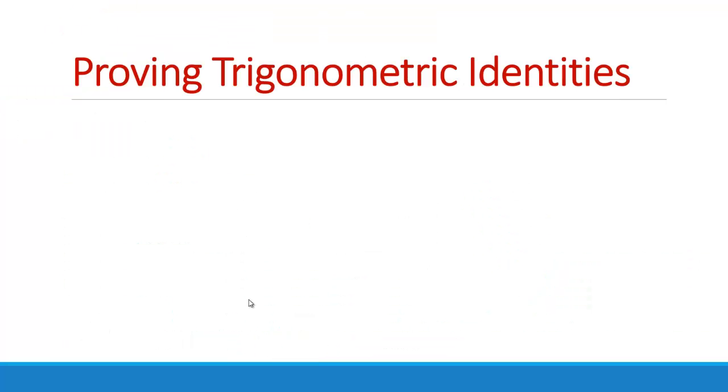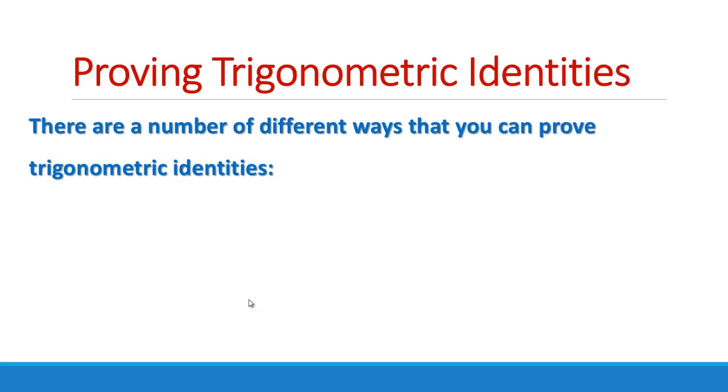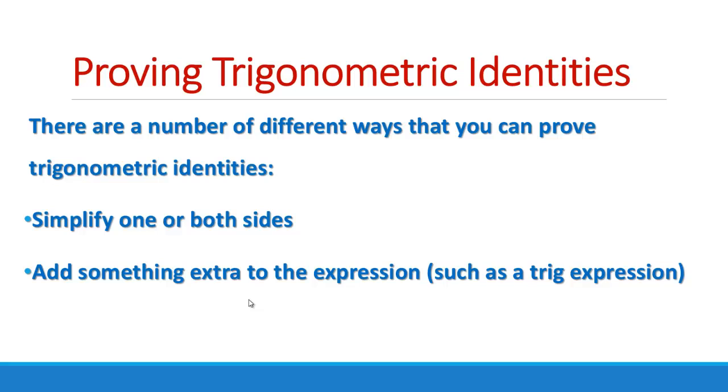All right, now, proving trigonometric identities. There's a bunch of different ways that you can do this. One, you can just simplify one or both sides, which is probably what you're going to be doing the most. Sometimes you would add something extra to the expression, such as another trig expression, and I'll show you what that looks like.